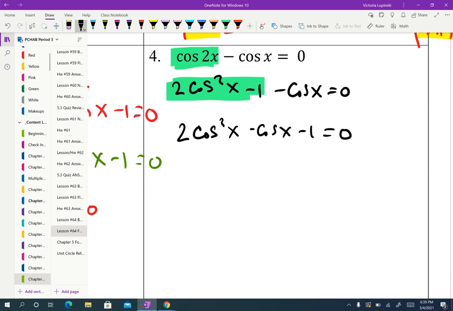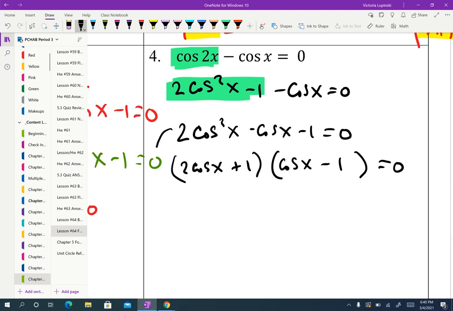If it is, great. If it's not, do the quadratic formula. Turns out that it is factorable. You can factor this as 2 cosine of x plus 1, and then cosine of x minus 1. Based on what I saw on the last quiz, you are pretty much all able to get from here to here. In terms of how you do it, I actually don't really care as long as you can do it. And then from here, you're going to get that the cosine of x equals negative 1/2 and the cosine of x equals 1.